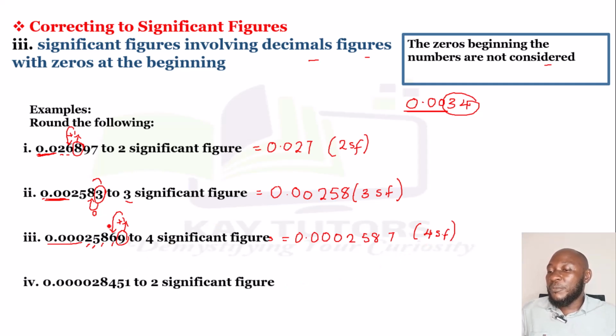And finally, we've been asked to round this number 0.0002845 to the nearest 2 significant figures. Don't forget that you are not expected to consider the 0 beginning this decimal number. So what are you expected to do here? I expect you to solve this and comment on the comment section.